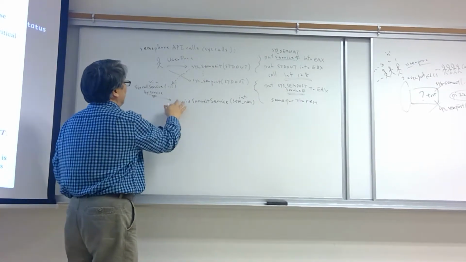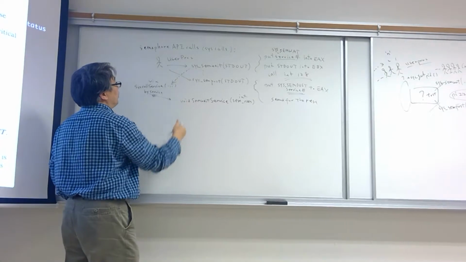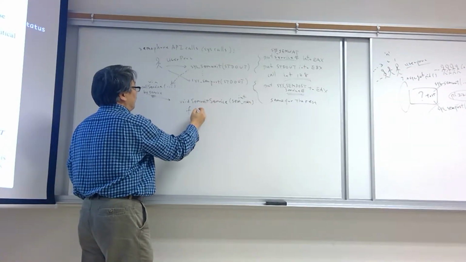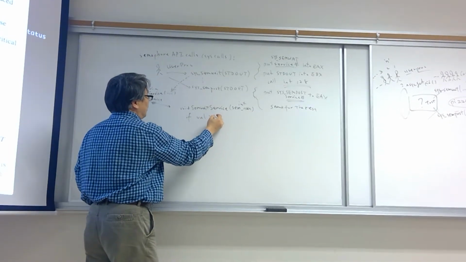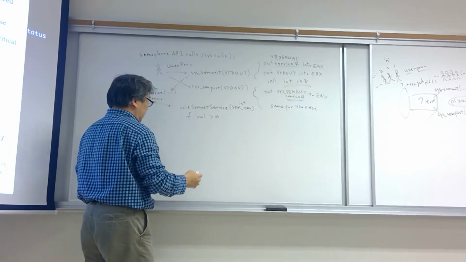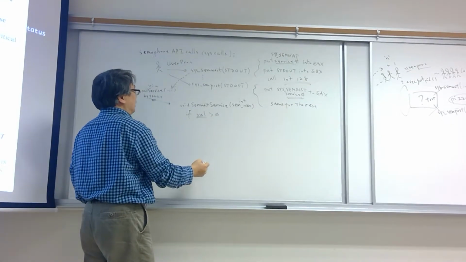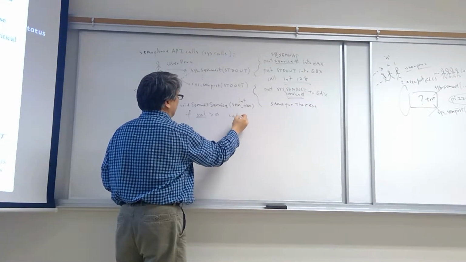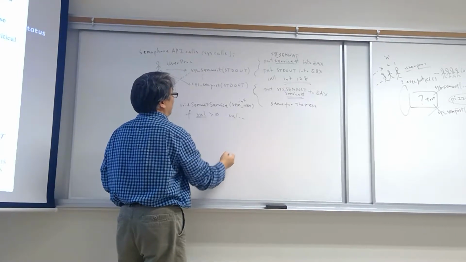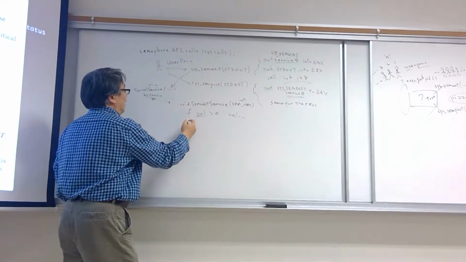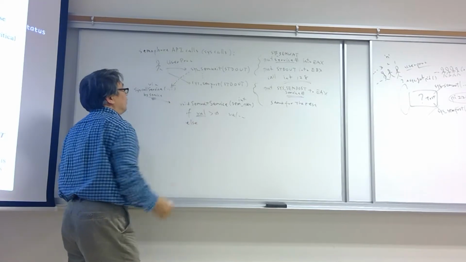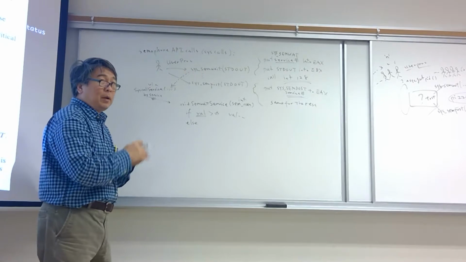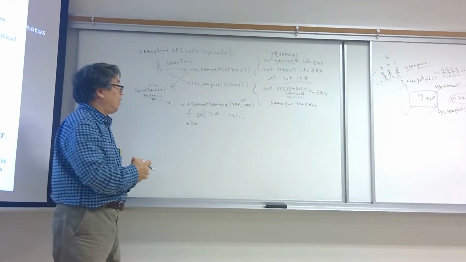And then what does it do? Same way, check the semaphore value greater than 0. If the semaphore value is greater than 0, it will down count it. Value minus one. Else what? Else we need to block the caller.